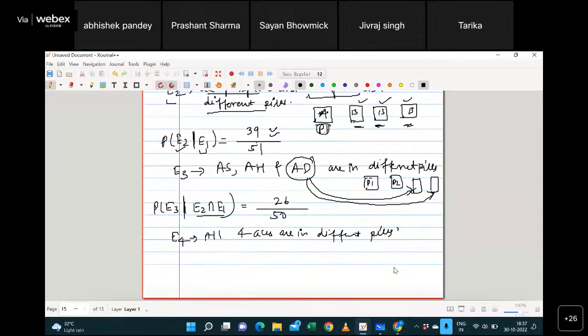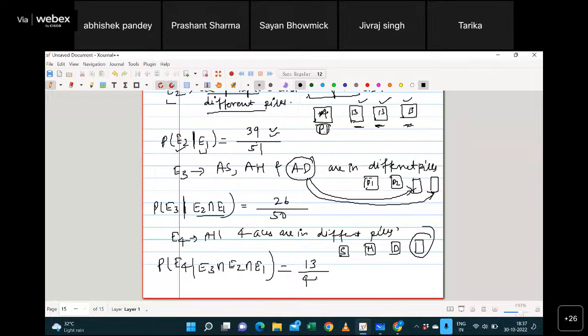Hope you are able to understand my writing. Now E4, with the condition that E3, E2, and E1 have already occurred. So what will it be? Suppose these three piles are taken, for ace of spade, ace of hearts, and ace of diamonds. So I have only the last pile remaining. So I have 13 divided by 49. Why 49? Because three cards are taken: one for ace of diamond, one for ace of heart, and one for ace of spade. So 52 minus 3 means 49. Is this clear now?